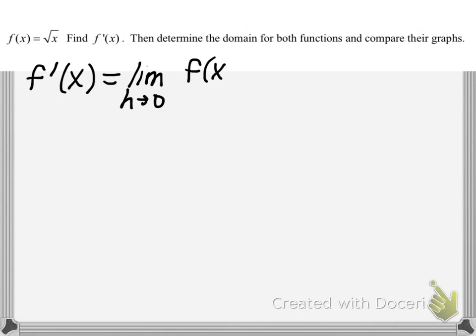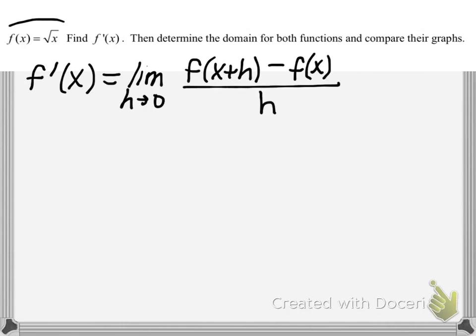For this problem, we're given a function and we want to find the derivative. So we're going to use the formal definition of derivative, which means to find the derivative of our function, we're going to compute the limit as h approaches 0 of f of x plus h minus f of x divided by h. And we're using our function square root of x for this.